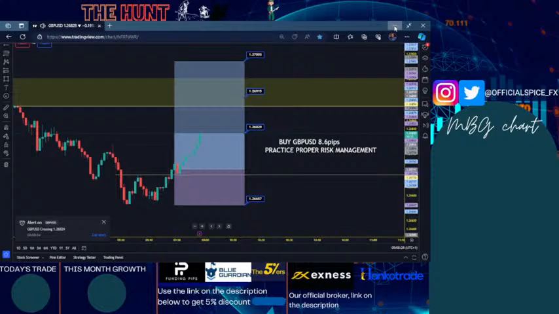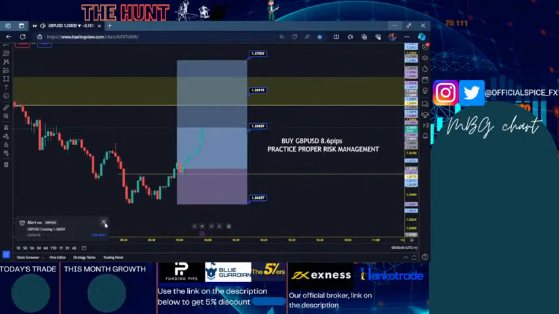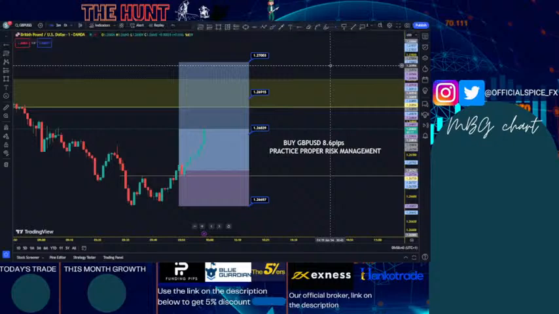All right, so that's TP1 hit right there. Very quickly, guys, TP1 hit. Price is moving very strongly to TP2. Let's see how this goes.